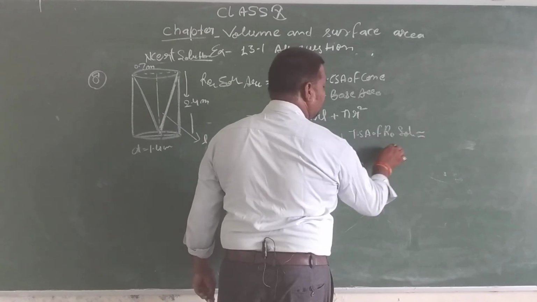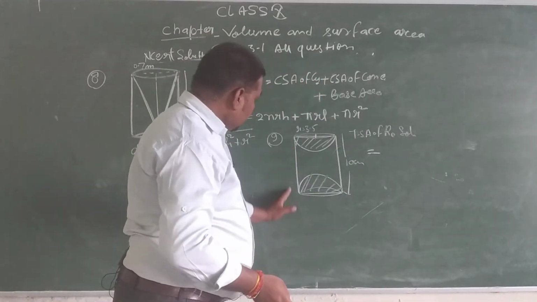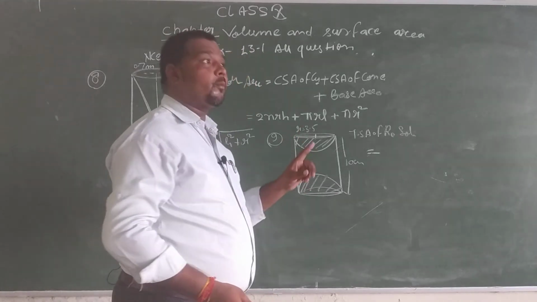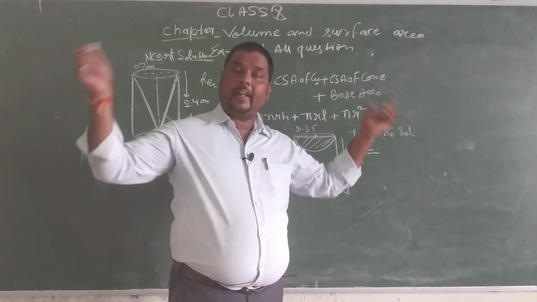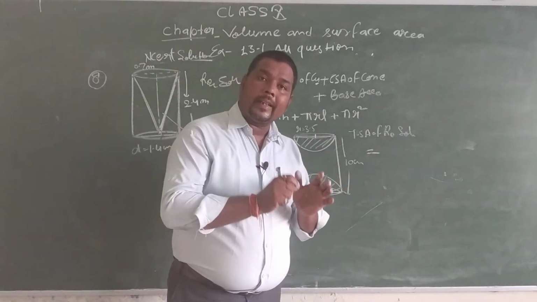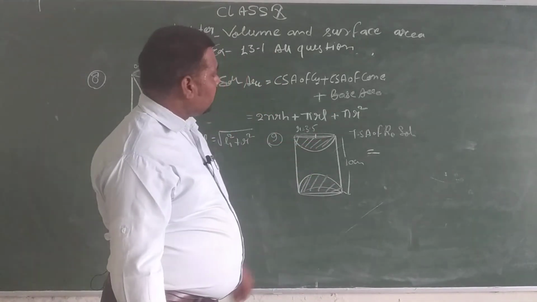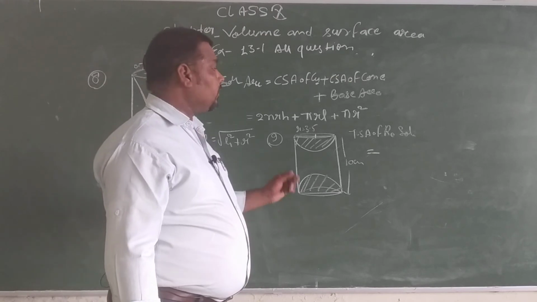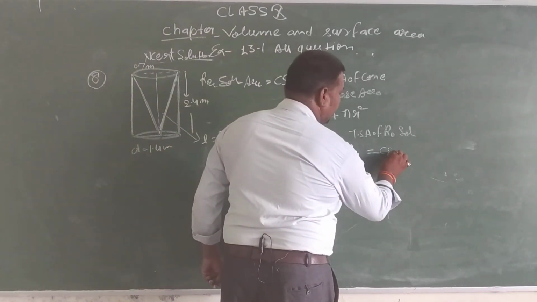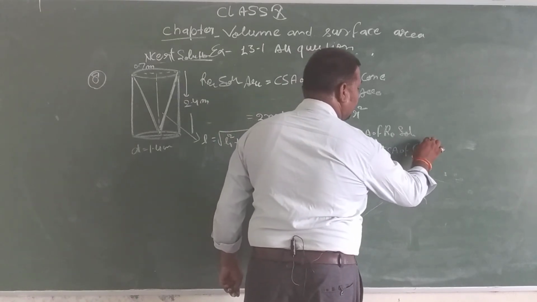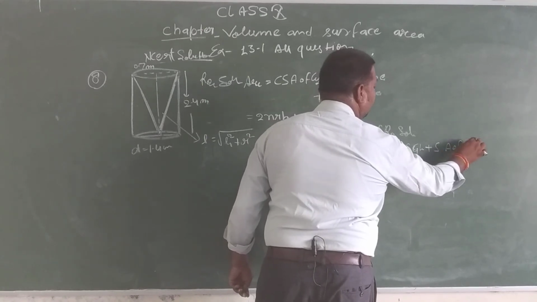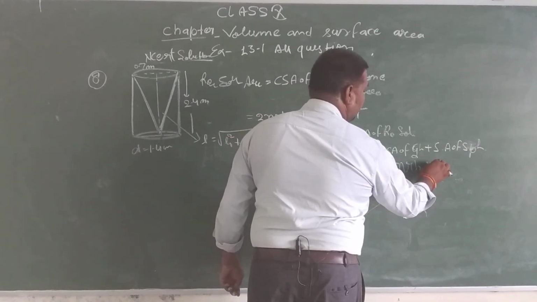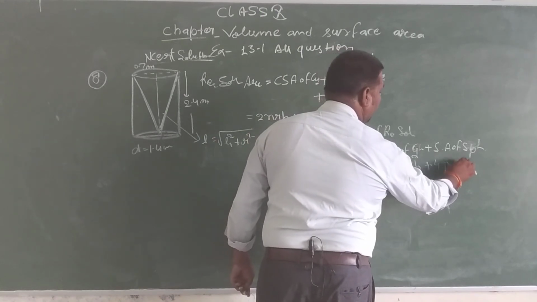How can you find it? Which identity do you use? CSA of cylinder, CSA of hemisphere and CSA of hemisphere. Because we told you, when scooping, the area is extended and the volume decreases. Here scooping is happening of hemispheres, so you take CSA of cylinder plus the surface area of a sphere, since two hemispheres make a sphere. So CSA of cylinder is 2 pi RH and the surface area of sphere is 4 pi R square.